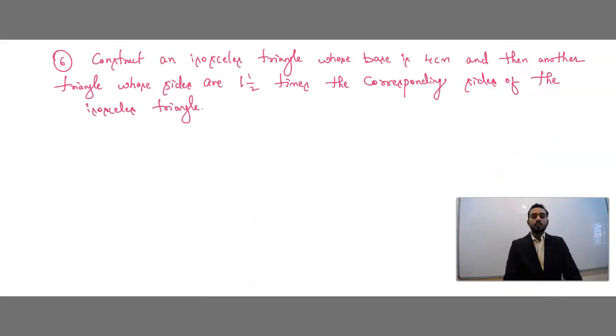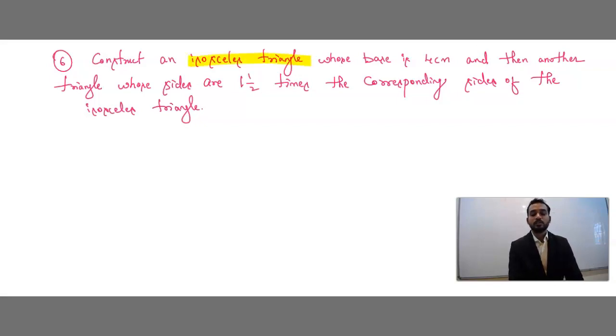See children, question number 6. We have to construct an isosceles triangle whose base is 4 cm and then another triangle whose sides are 1 by 2 times the corresponding sides of the isosceles triangle. So what should we do? We have to draw an isosceles triangle, right?